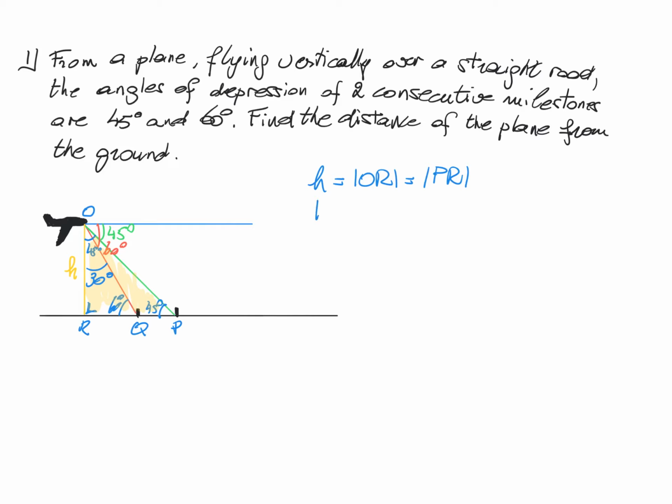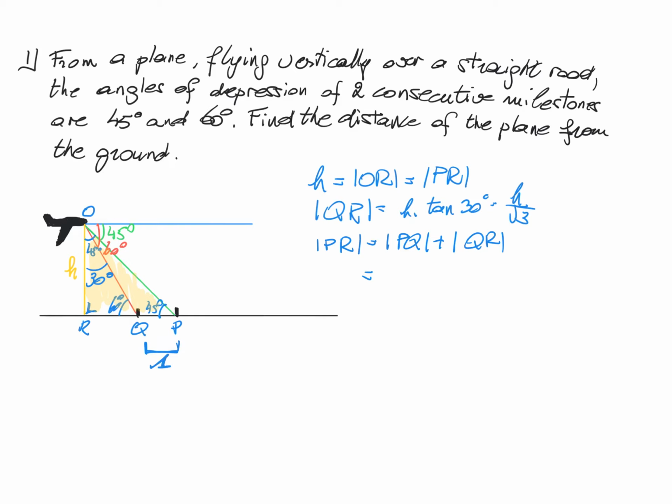From the sketch, we also see that the distance QR is equal to h times the tangent of 30 degrees, so h divided by the square root of 3. And we also know that the distance PR is the distance PQ plus the distance QR. Now the distance PQ I did not indicate yet, but we know that this distance is 1 because they are consecutive milestones. So between two consecutive milestones there is always 1 mile. So this is 1 plus h divided by the square root of 3. We also know that PR is equal to h.